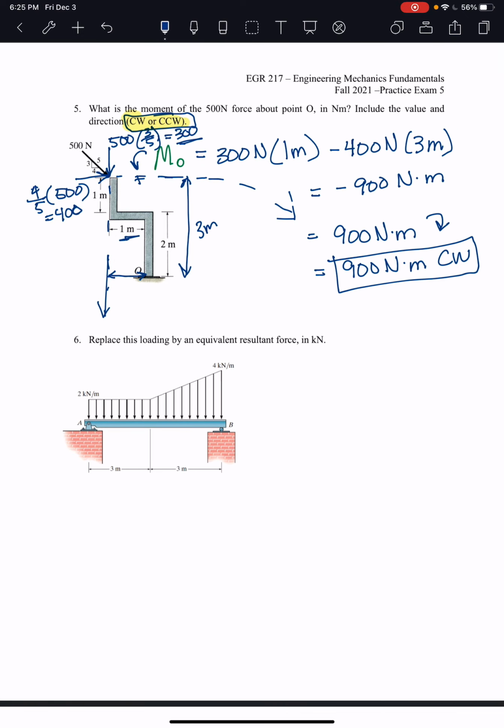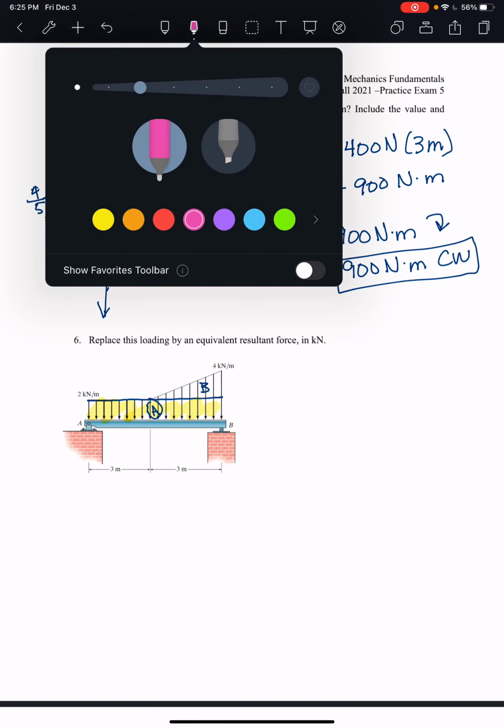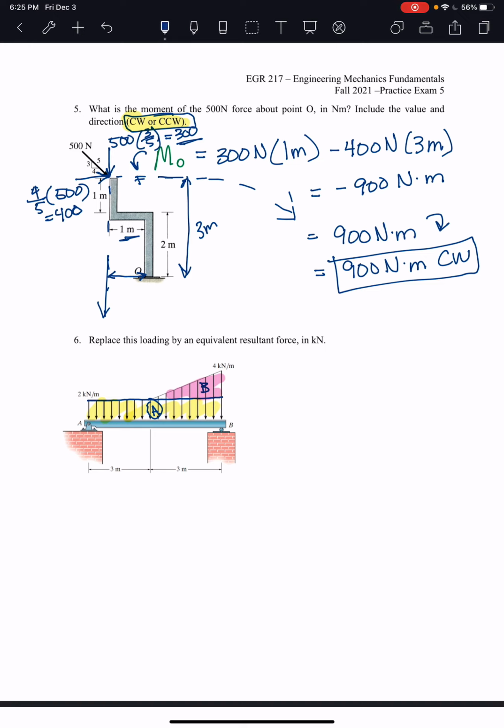For number 6, it's one of those distributed loading ones. So I'm going to take 2 pieces of it. The first one will be the bottom one here. I'll call that A. And then I'll do the part B, which is the triangle. So we just want to know the force of A, which is just the area under that rectangle. So 2 kilonewtons per meter times 6 meters.